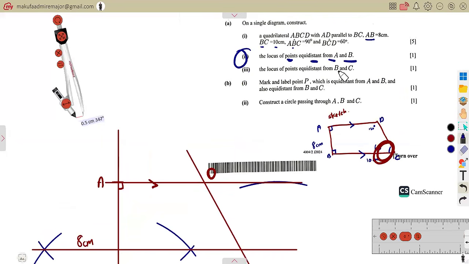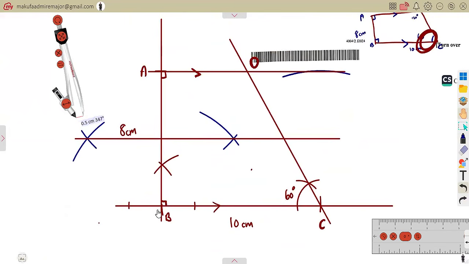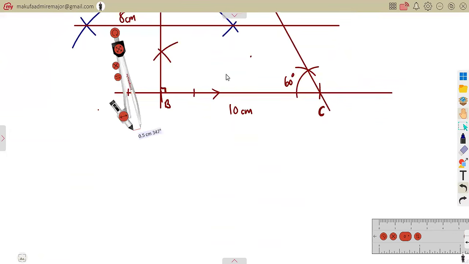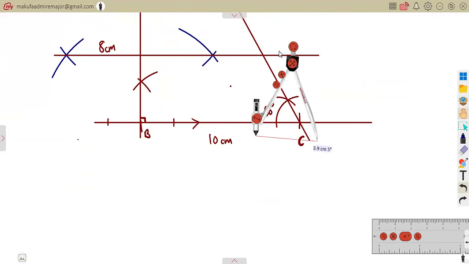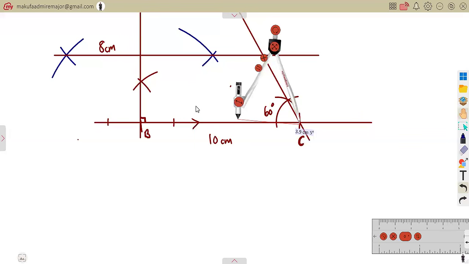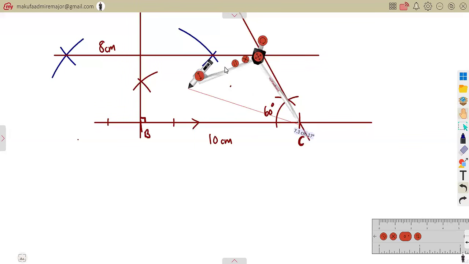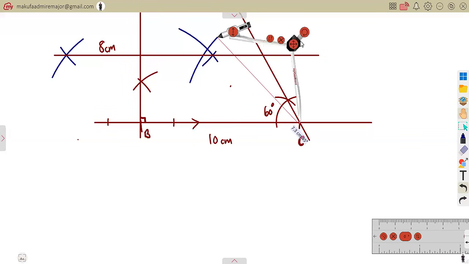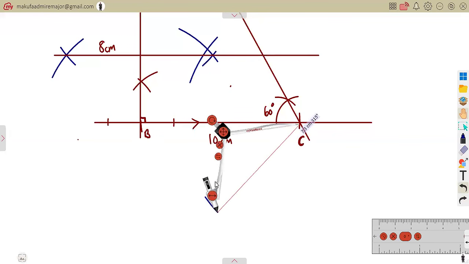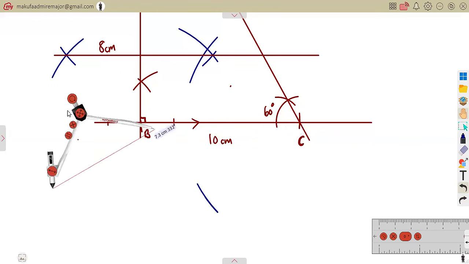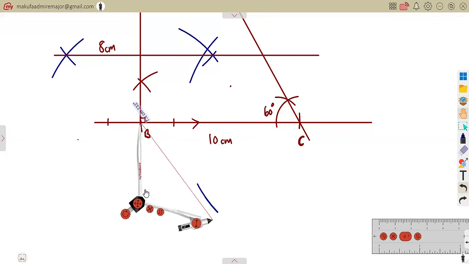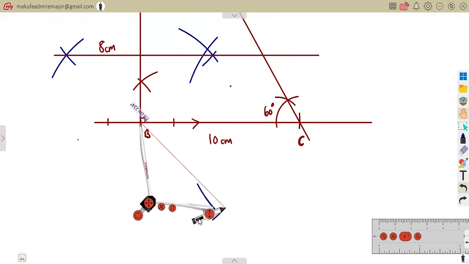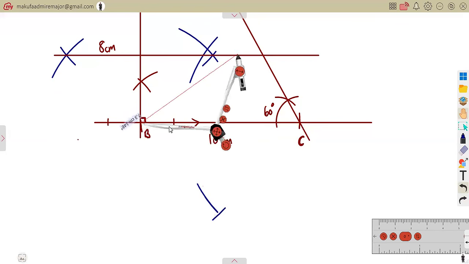It's the same thing on item 3, equidistant from B and C. This is our B and C. So you do the same thing, bisect the line BC. You're going to open more than half of the line. So at point C, this is more than half of the line. Construct an arc on top, and construct another arc down here. You do the same thing on B. You construct an arc to meet this one that we had before, and also this side.